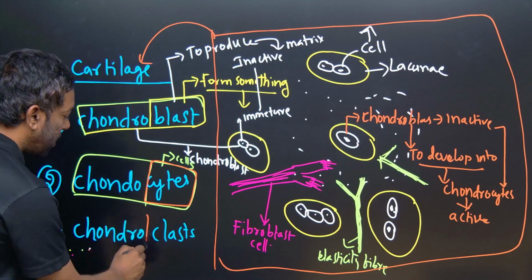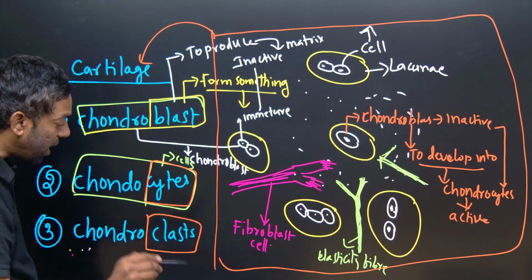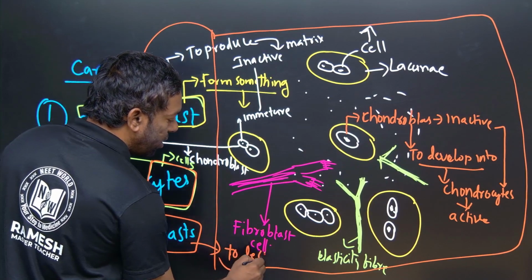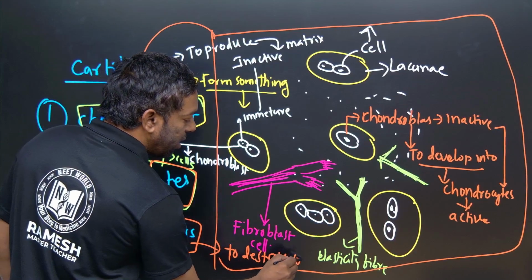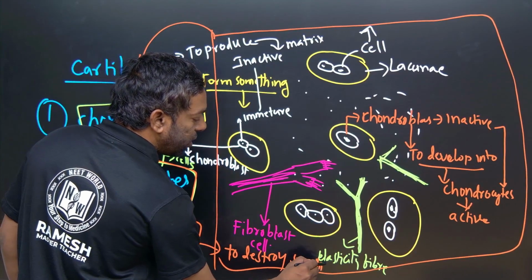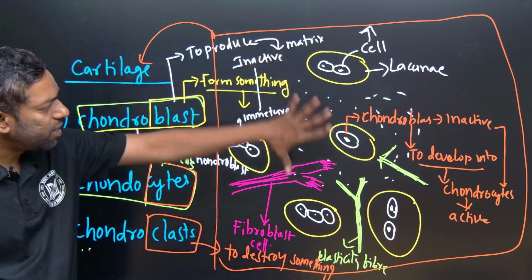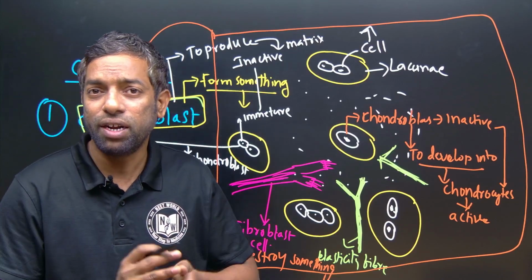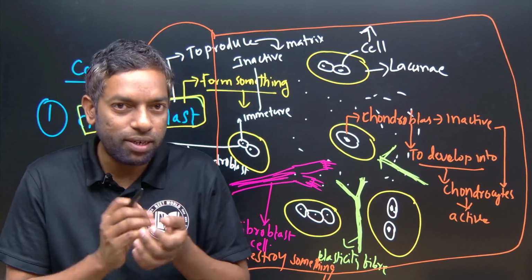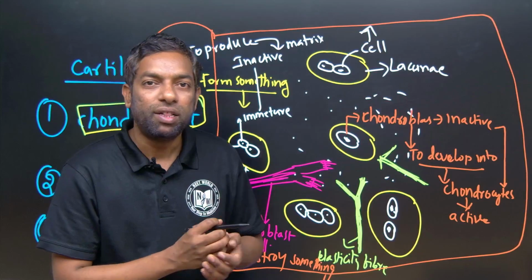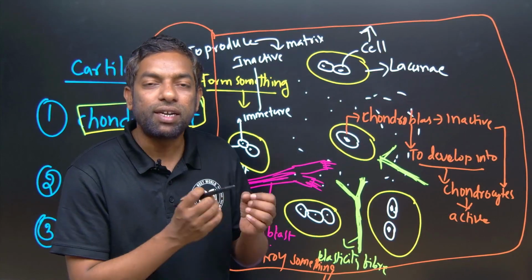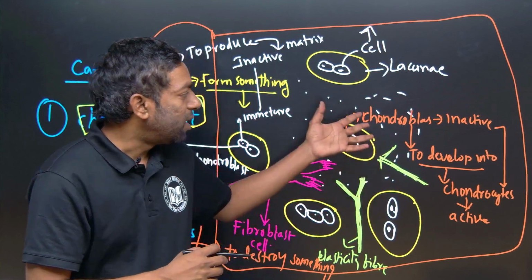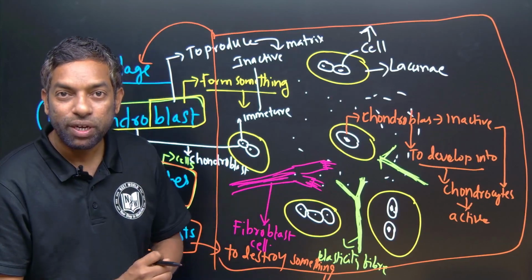What about chondroclasts? Chondroclast means to destroy something. This is the tissue, especially cartilage tissue, located in adjacent spaces. Adjacent spaces mean the end of the bone, the end of an organ, where there is cartilage to provide strength for the organ or bone.